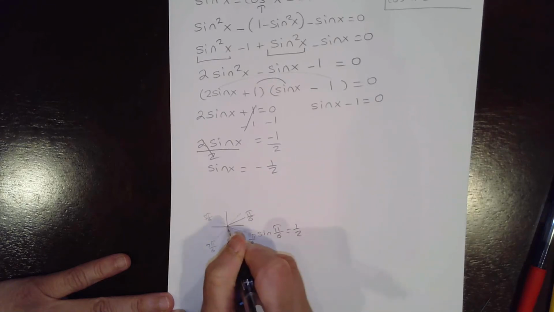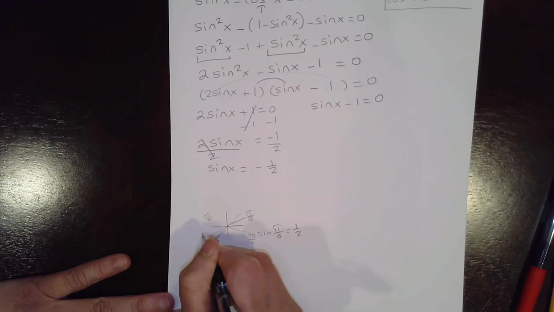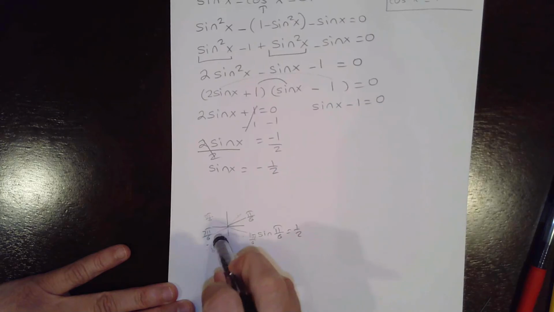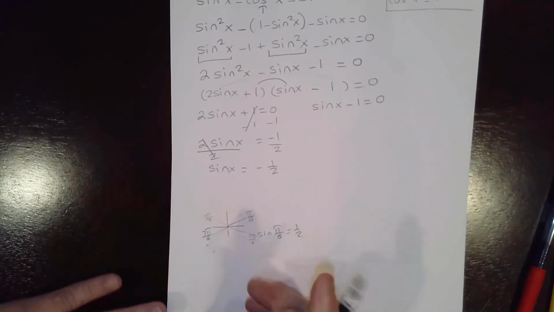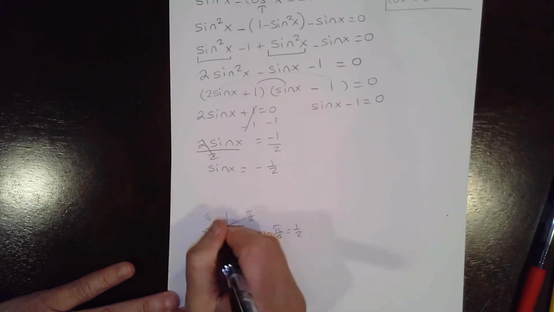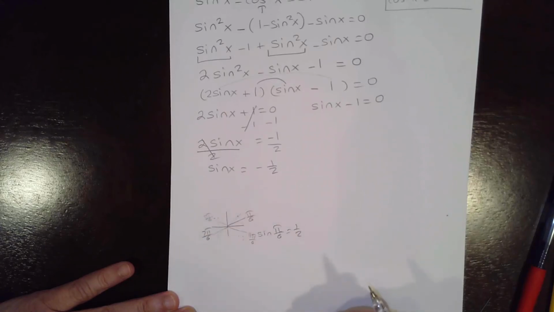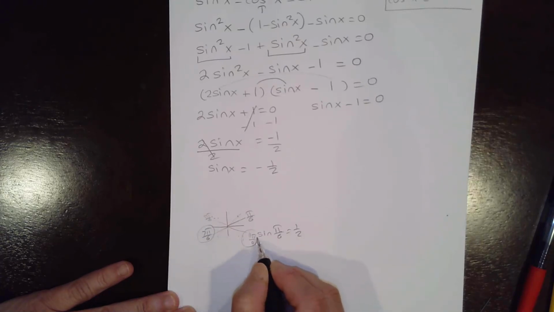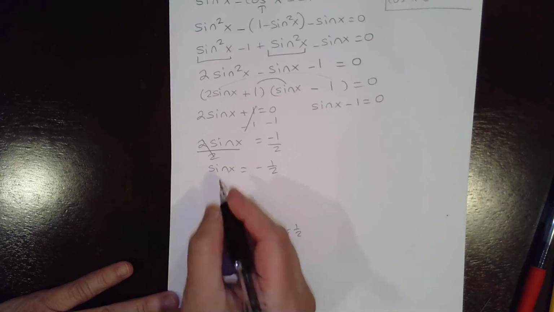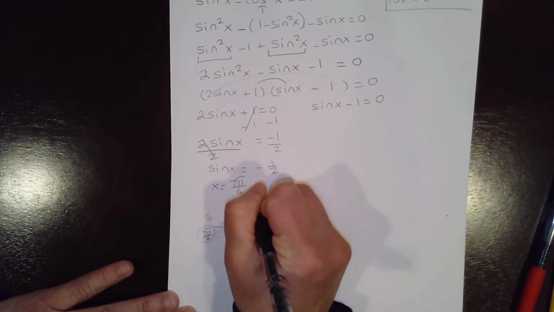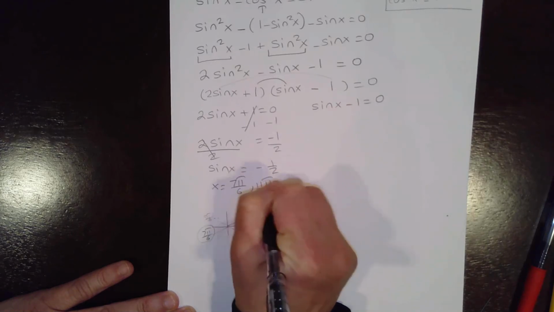It should be here, 7 pi over 6, okay? So all of these have a reference angle of pi over 6. Well, since we just said it, these two here are positive: sine pi over 6 and sine 5 pi over 6 are positive. The only solutions are 7 pi over 6 and 11 pi over 6. So x must be 7 pi over 6 and 11 pi over 6.